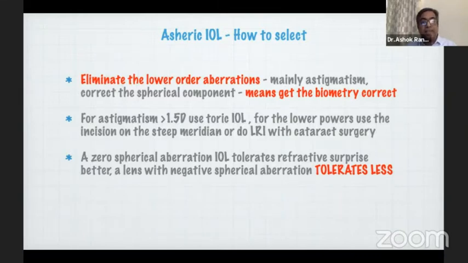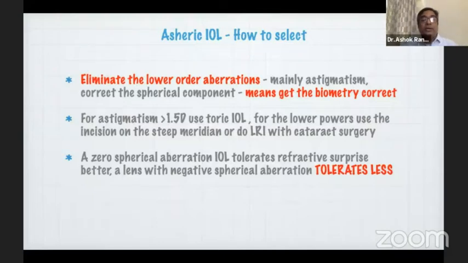eliminate astigmatism, eliminate any spherical, myopic or hyperopic surprises in your placement of lens, which means get your biometry correct. Number two, if you find astigmatism in the patient and the astigmatism is more than 1.5, counsel the patient to have a toric lens placed in the eye.